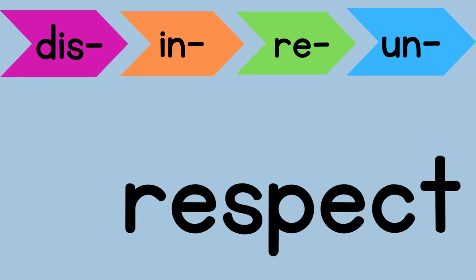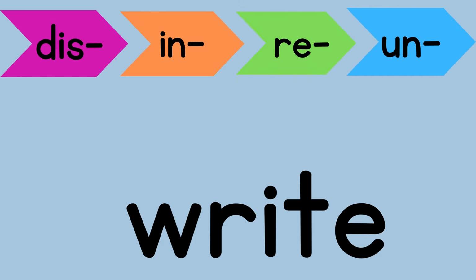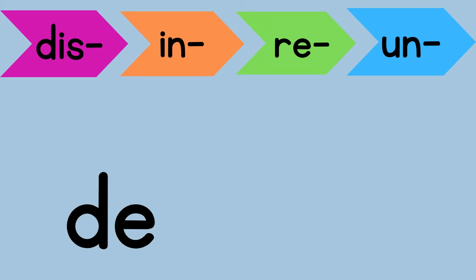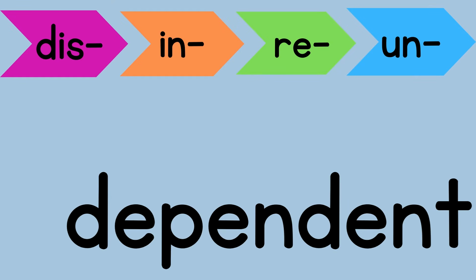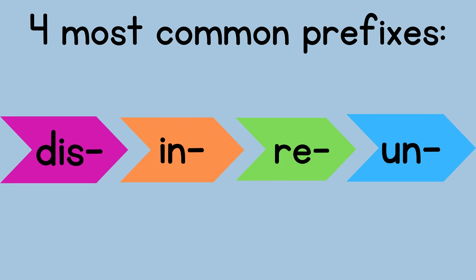Respect. Which prefix goes with this word? Disrespect. Write. What prefix means to write it again? Rewrite. And dependent. Which prefix goes with this word? Independent, meaning you can do it all by yourself. Knowing these 4 prefixes is a huge step in identifying the meaning of words. There are more words with these 4 prefixes than any other.